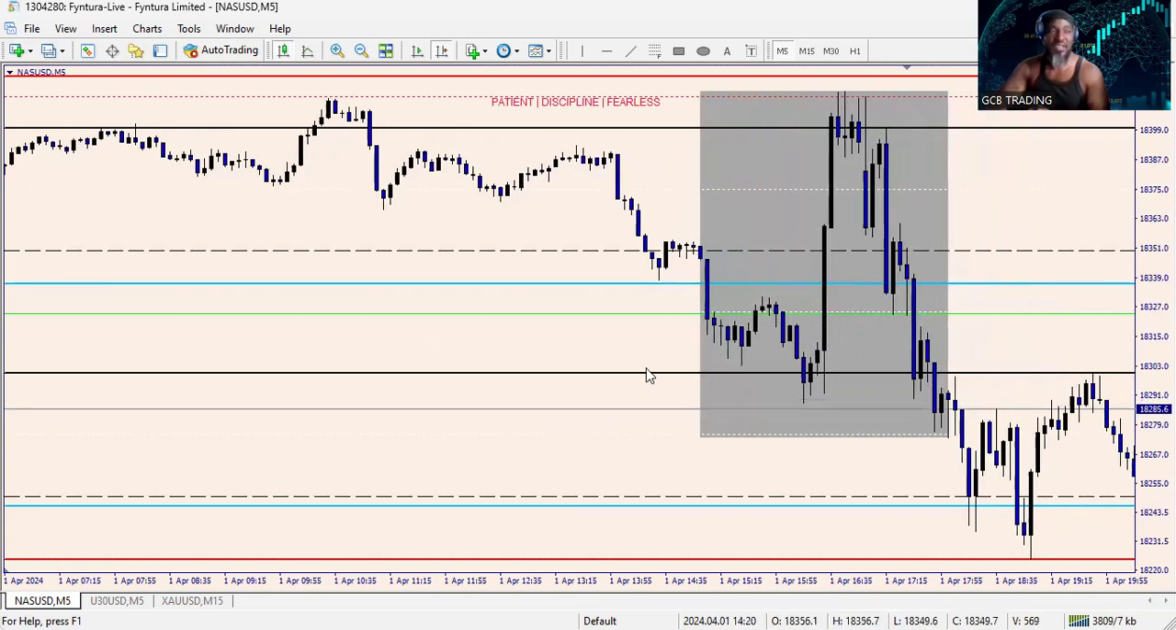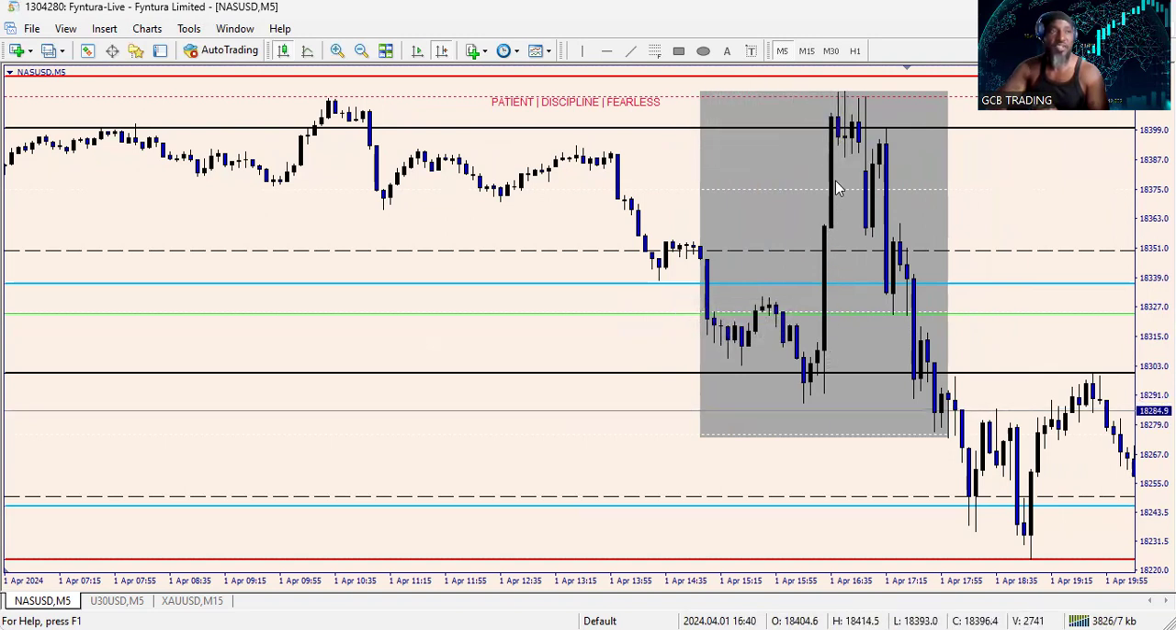I had the inside day, I had a previous day's high that was triggered, and not just because the previous day's high was triggered is the reason why I'm looking for a sell opportunity. It has to confirm that for me. So we had the inside day, previous day's high triggered. We also tapped into last week's high.